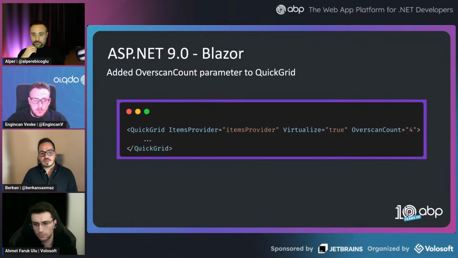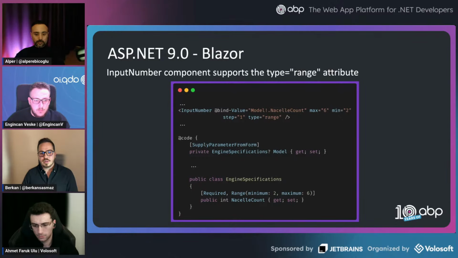Next up, the QuickGrid component now includes an Overscan parameter. This property defines how many additional rows are rendered before and after the visible region when virtualization is enabled. The default is 3, but as shown, it can be increased for better control over scrolling behavior. Next up, the InputNumber component now supports the type range attribute. This allows you to create range inputs such as sliders with model binding and validation. For example, the slider in this code snippet is configured to select values between 2 and 6.